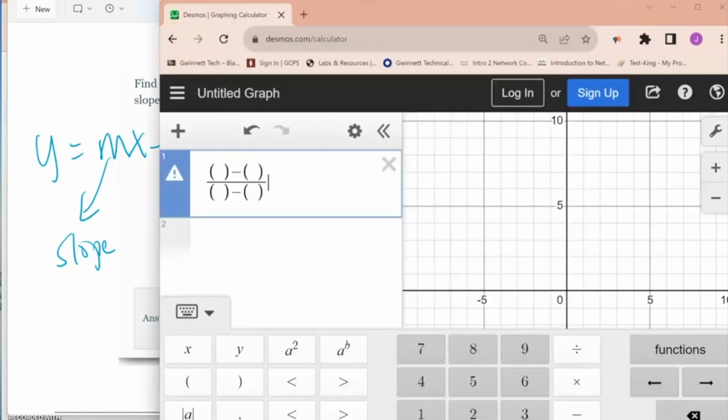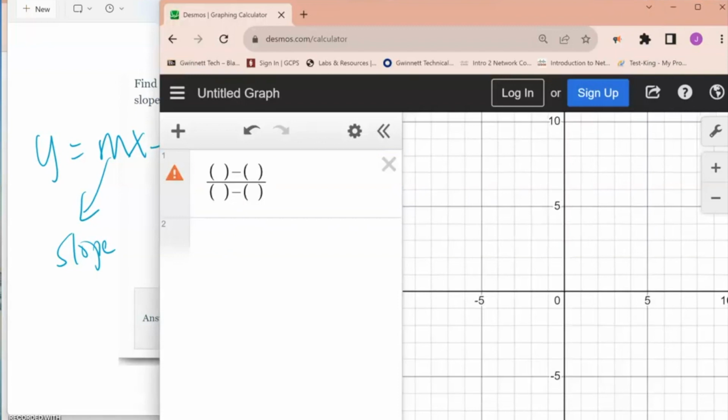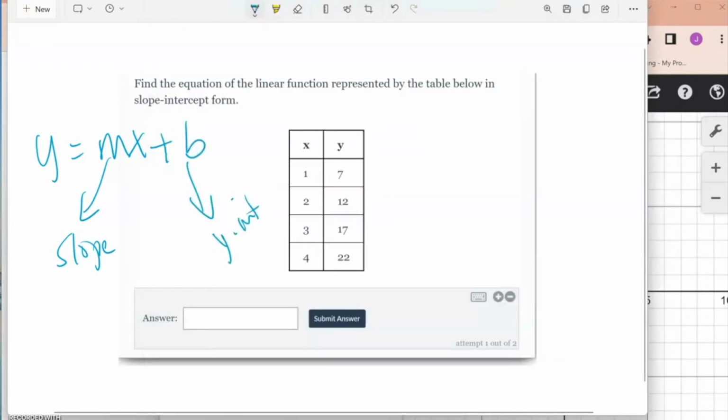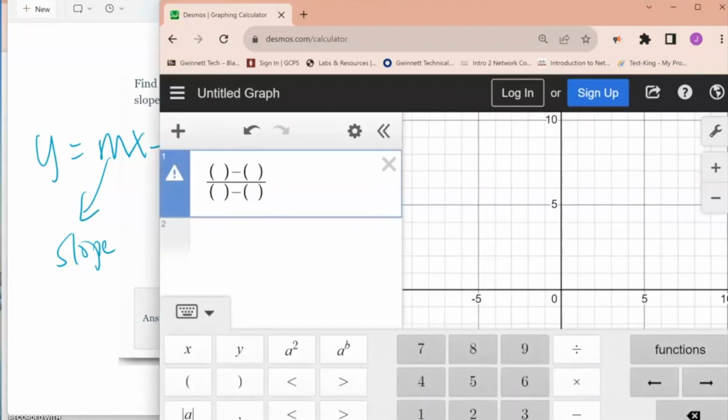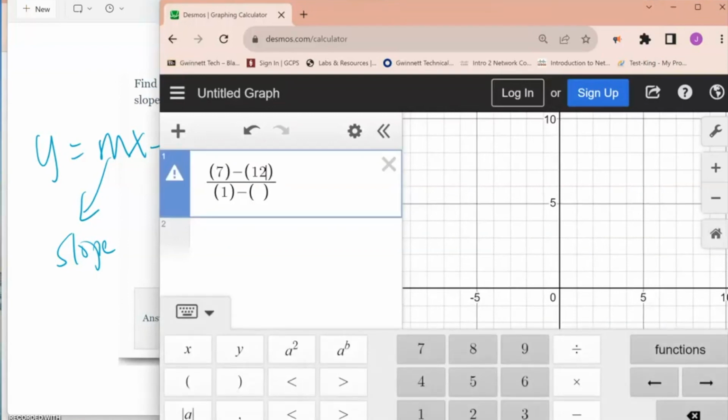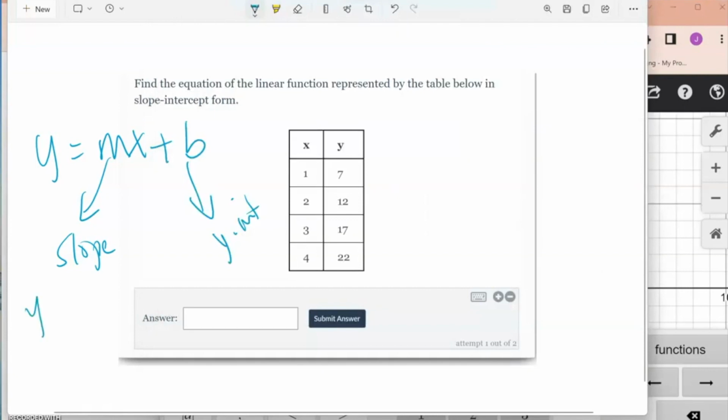All right, then remember what goes on top, y, and on the bottom, x. So y on the top is 7, x is 1, so 7 goes with 1, and 12 goes with 2. So my slope is 5. So right now I have y equals, and my slope is 5x. And the only thing I need to find is the y-intercept.